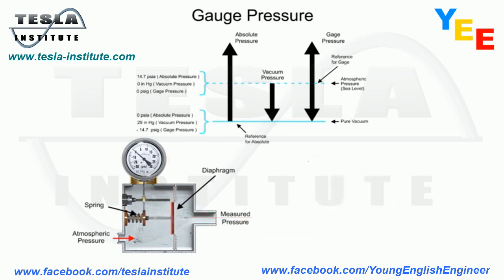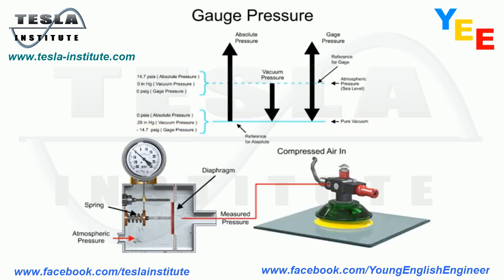Negative gauge pressures are indicated on the gauge with pressures below atmospheric pressure. The maximum negative value for gauge pressure is pure vacuum, or negative 14.7 PSIG. Typical negative pressures include material handling of glass sheets using a vacuum gripper, where air is evacuated from the suction cup.